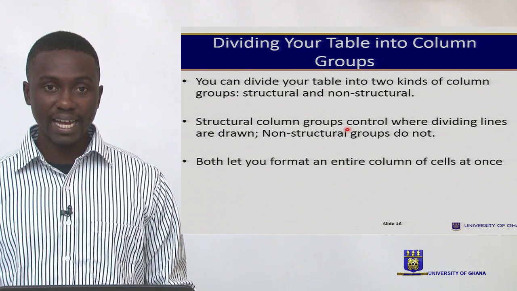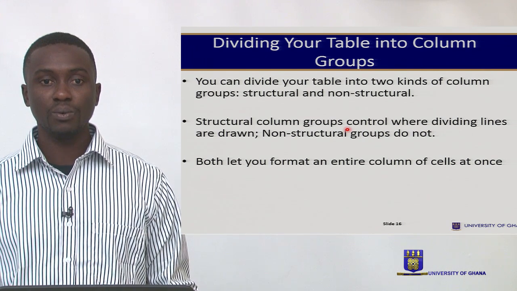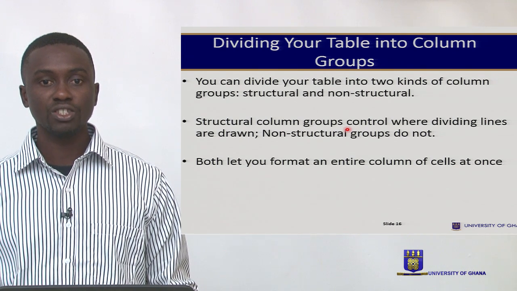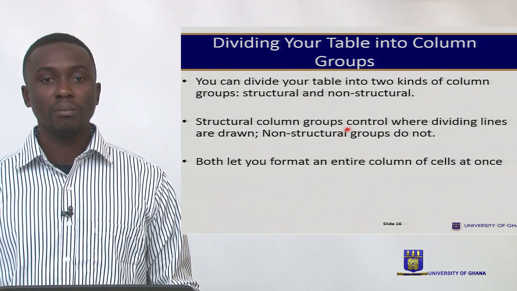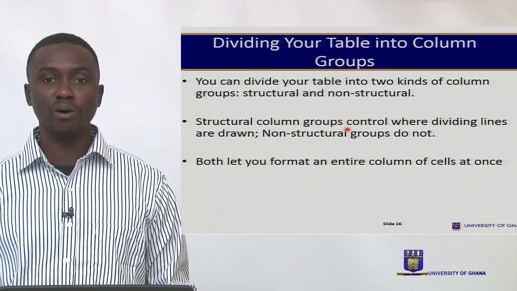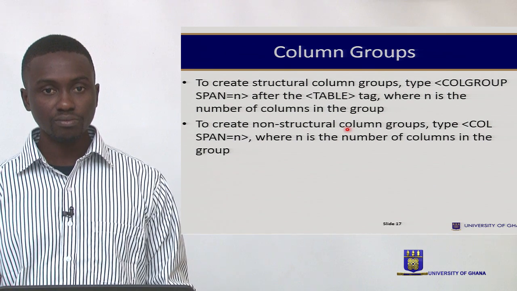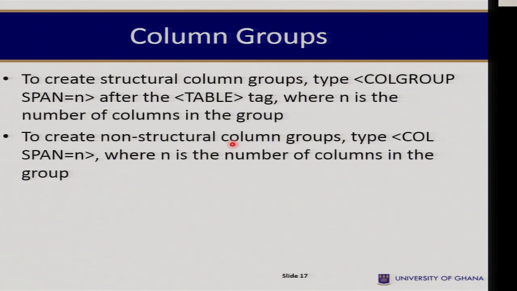You can also divide your table into column groups. We can have the structural and the non-structural. With the structural column groups, you control where lines are drawn, but with the non-structural, no lines are drawn, and both let you format an entire column of cells all at once. For column groups, we use the colgroup span attribute after the table tag.